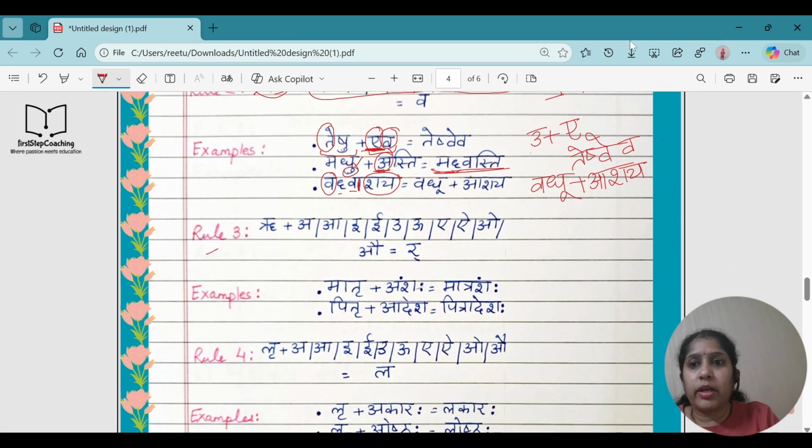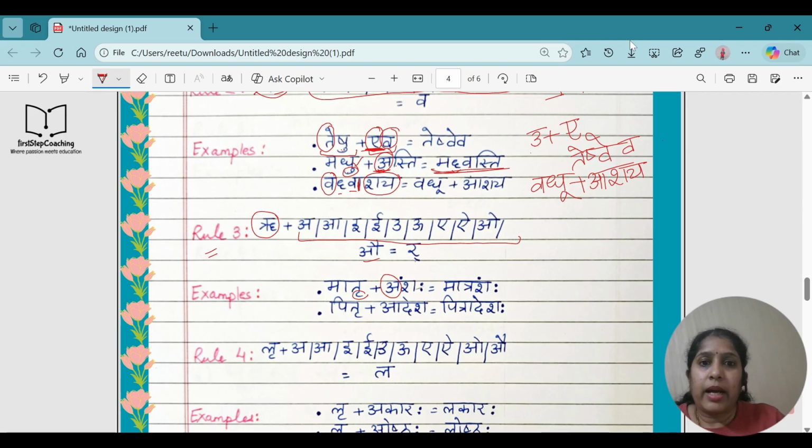Let's go for the third rule now. In the third rule, same thing is happening, but the first word is ending with ru ki matra. Okay, the first word is ending with ru ki matra, and the second word is starting with any other swar. So ru changes to ra. Okay, mostly this sandhi is used in matru, pitru, and all that. So if you see the example here, matru plus anshaha. The first word is ending with ru, and the second word is starting with a. So what should happen? The ru should change to ra.